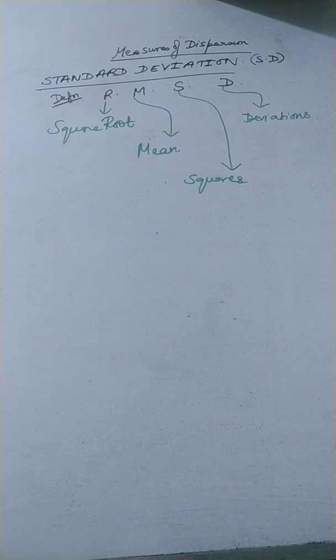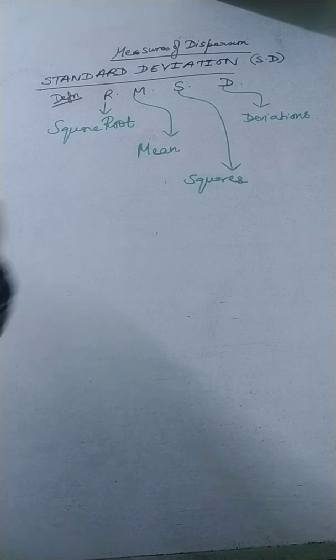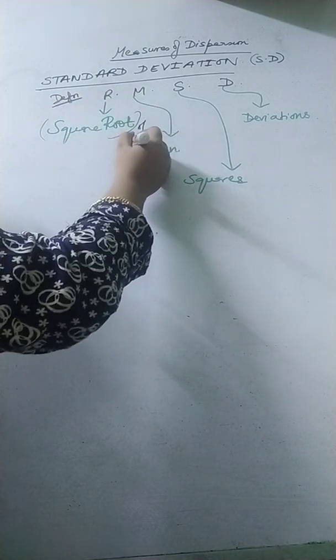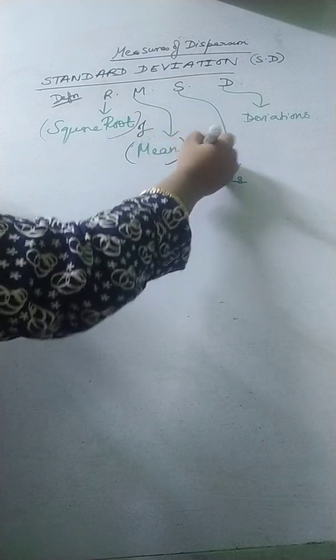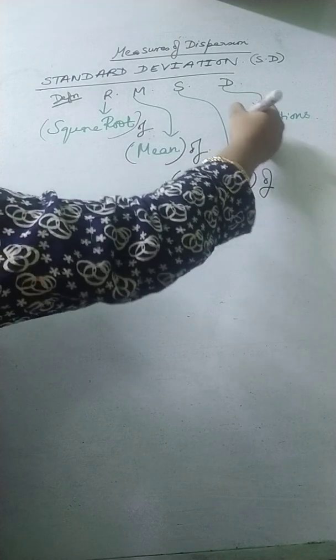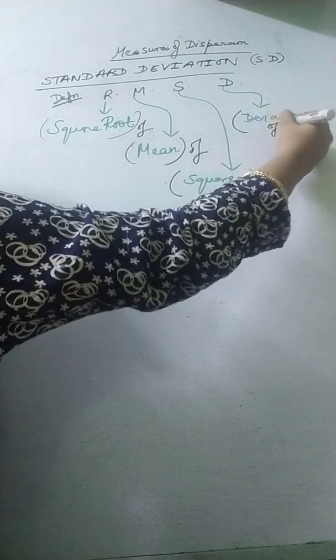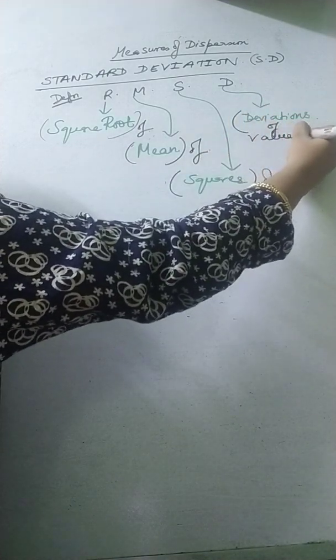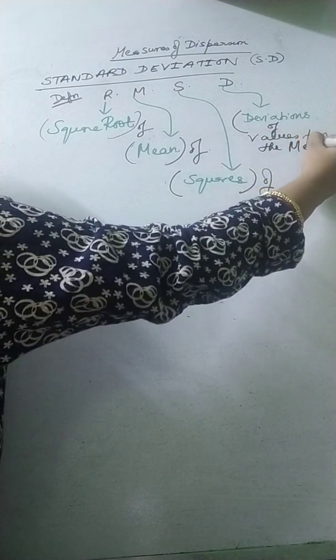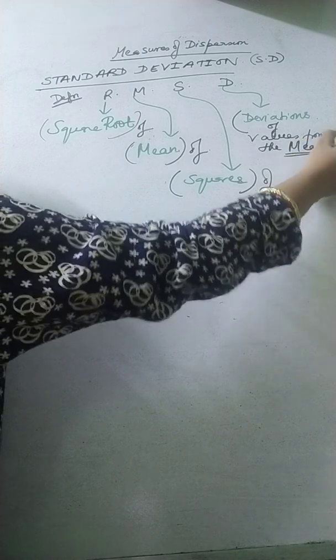So, what is standard deviation? It is the square root of the mean of the squares of the deviations of the values that are given from the mean of the distribution. Okay, so this is the definition of standard deviation.